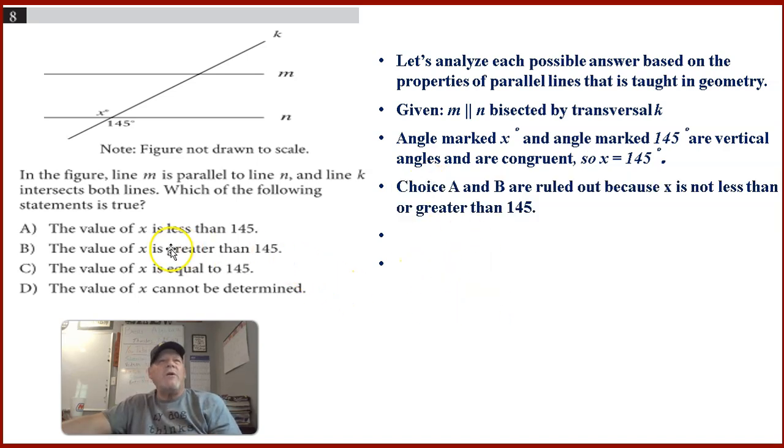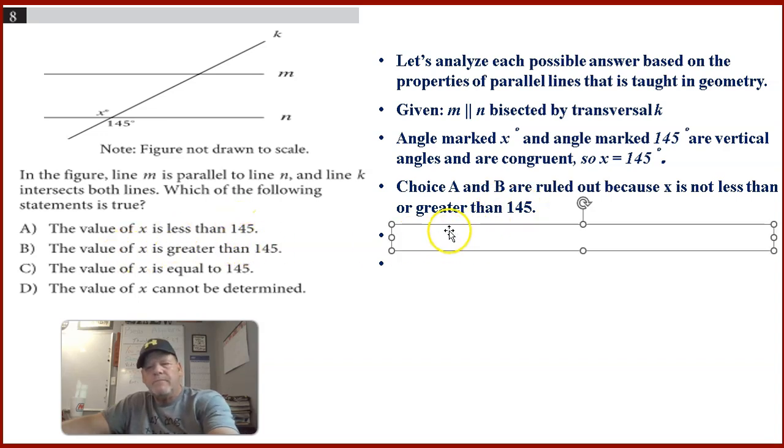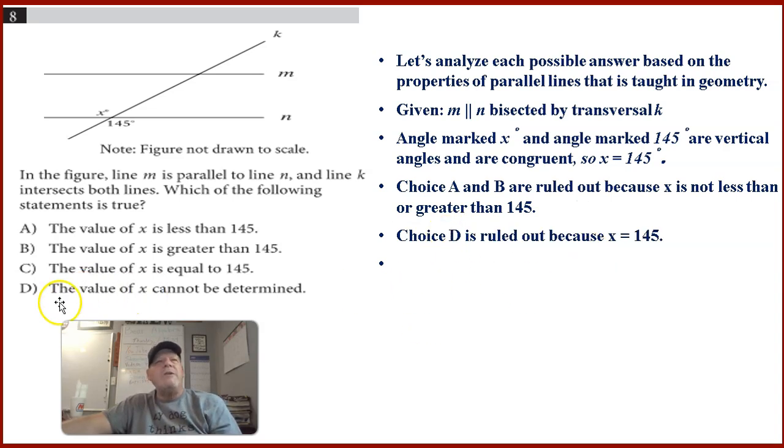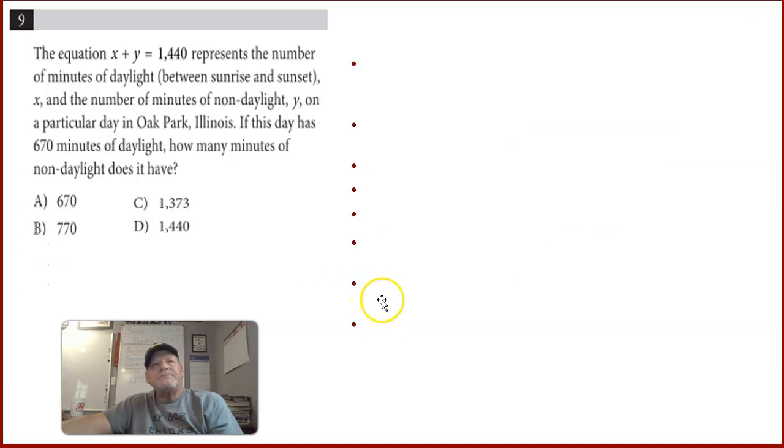So since X is 145, it's not less than, it's not greater than, so we ruled out A and B. And we know that D's ruled out because it can be determined. The answer is C. So we just used what was called test-taking skills to eliminate the ones that weren't the answer and then figure out the one that was the answer. So let's go to number 9.